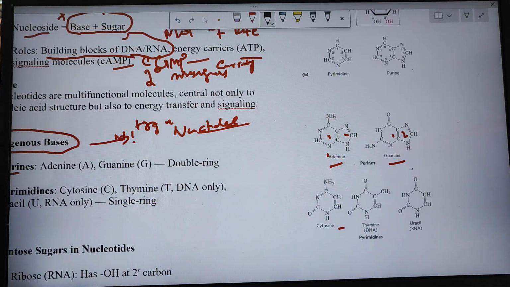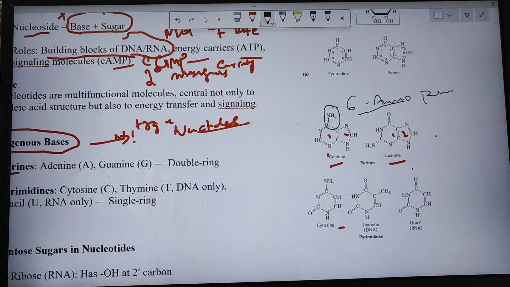So the purine bases include adenine and guanine. Adenine is also called 6-amino purine, because it has an NH2 group at carbon number 6, so it contains nitrogen at carbon number 6. So adenine is also called 6-amino purine.